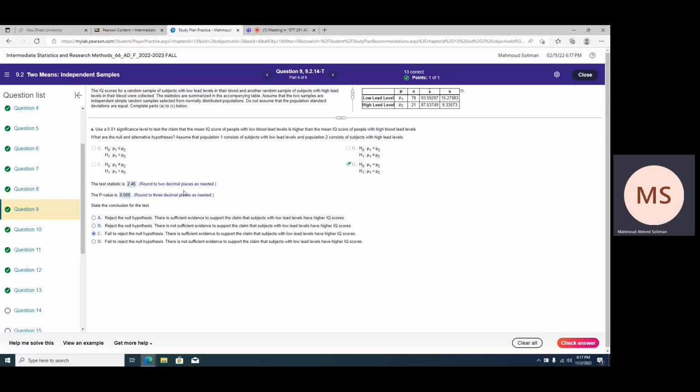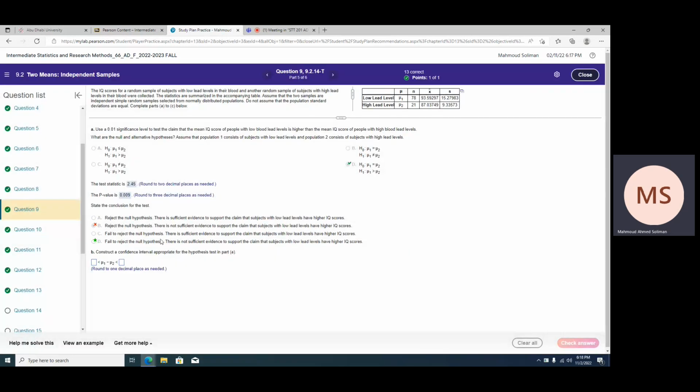What's sufficient? So the claim is that IQ, low blood lead, so mu1 is higher than mu2. And the p-value is less than 0.01. No, it's less than. If it's less than, we reject. Okay, reject. But I think B. Mostly reject. Actually, let's try. Maybe it's B. Try B.